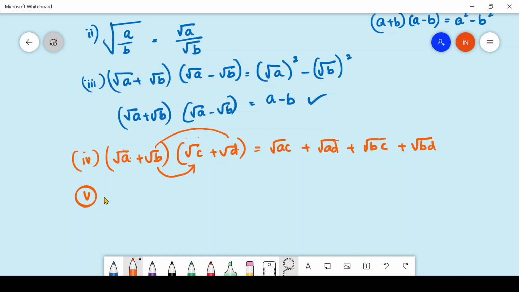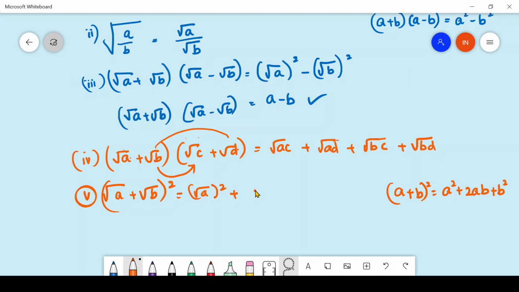So what about the fifth identity? That is root A plus root B the whole square. How can we do this? You know what A plus B the whole square is, right? A plus B the whole square is equal to A square plus 2AB plus B square. Very good. In the same manner you can do this one also. So first term square, that is root A the whole square, plus 2 into root A into root B plus root B the whole square.